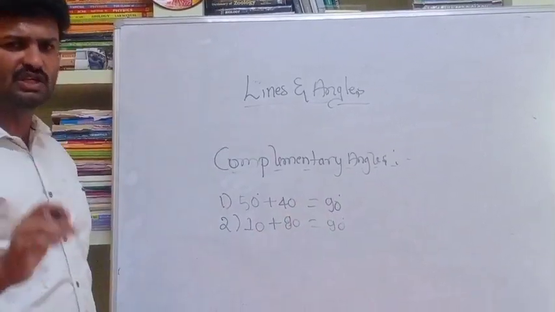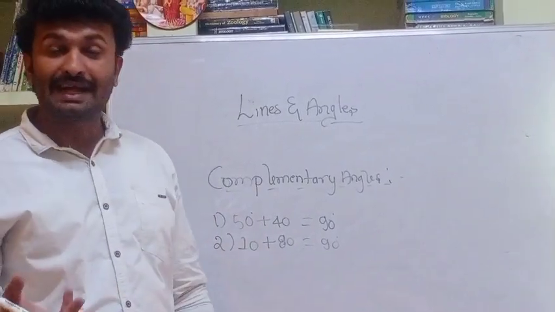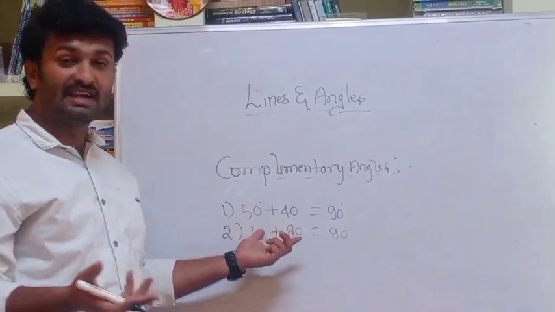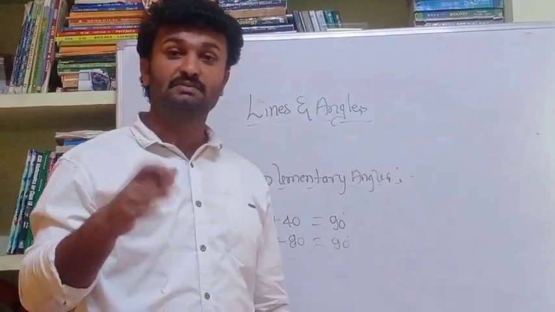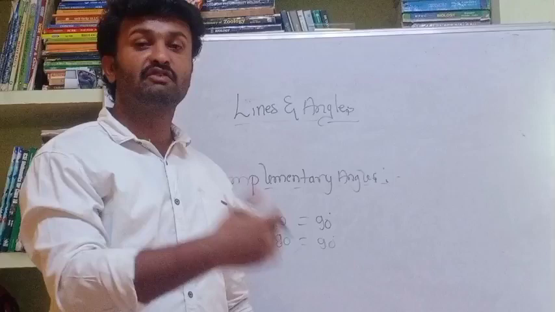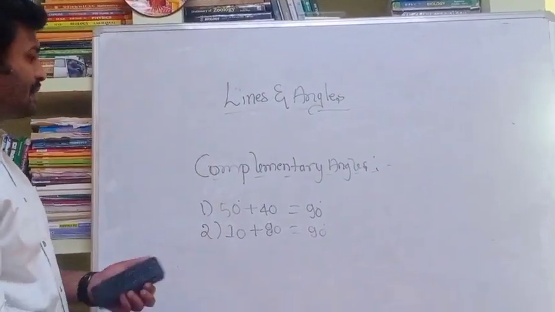They may ask a simple question: write the complementary angle of 10 degrees, or 50 degrees, or 15 degrees. In such a case, you have to subtract the angle from 90 degrees. You will get the remaining angle. Next, we will go to supplementary angles.